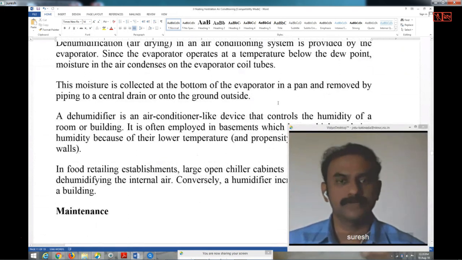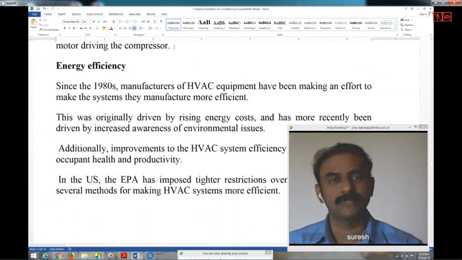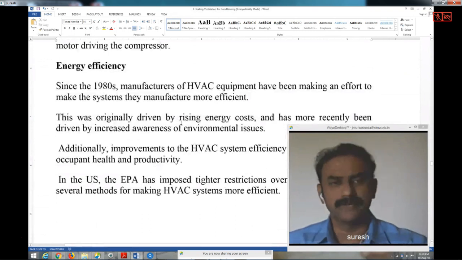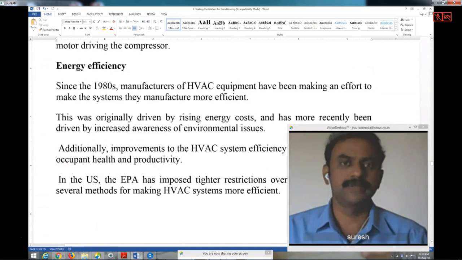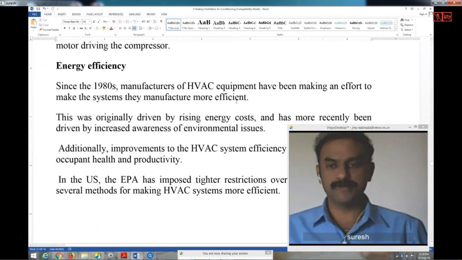So, working of ECR we have seen. Coming to the maintenance, that is also very important. Always you have to clean the evaporator channels, the air filter channels and everything periodically, in order to avoid the formation and growth of bacteria. Then energy efficiency. This is very, very important. As an energy auditor, you have to know this particular concept.